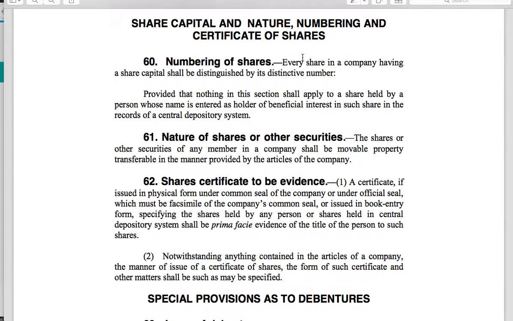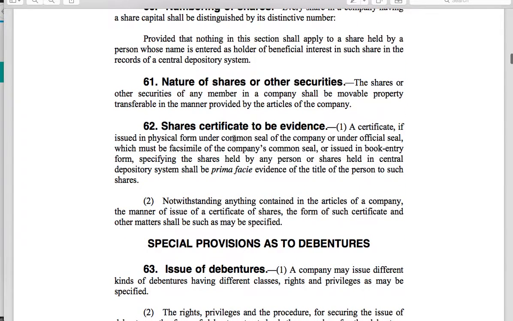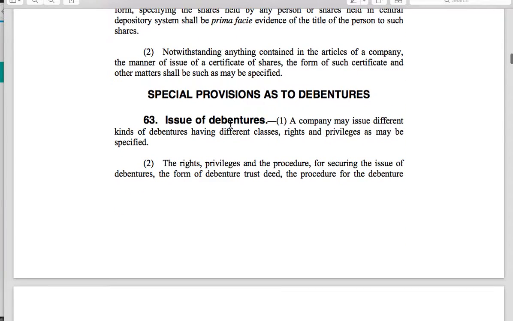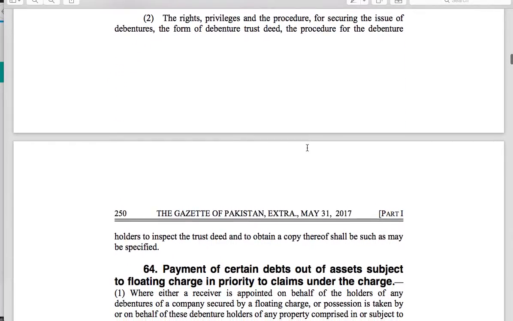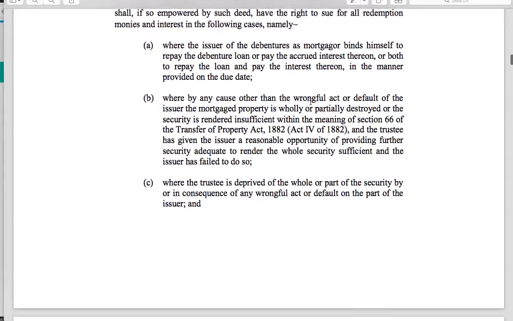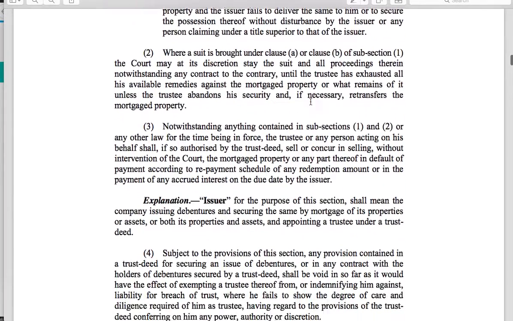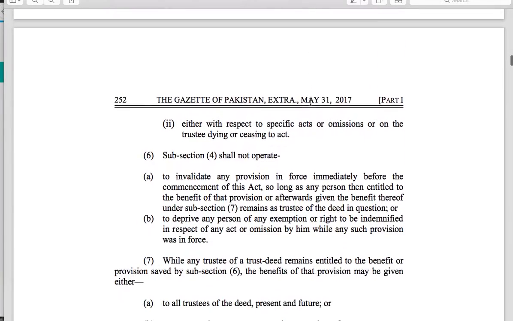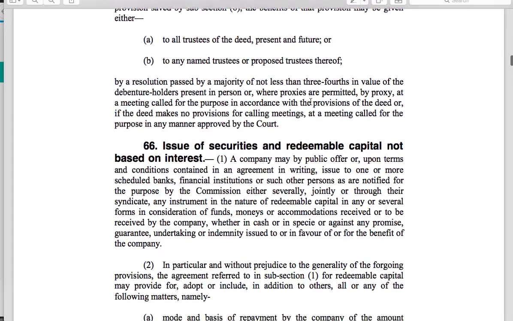Now, the shares will be numbered, and they'll be in the form of a certificate, with the number of shares. You can also issue debentures, that is bonds, debt you can issue, and these are different sections relating to how you can pay the members or the debt holders.